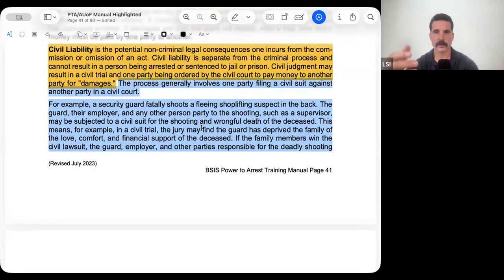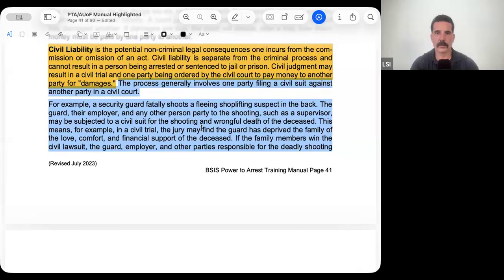The process generally involves one party filing a civil suit against another party in a civil court. For example, a security guard fatally shoots a fleeing shoplifting suspect in the back. The guard, their employer, and any other person party to the shooting, such as a supervisor, may be subjected to a civil suit for the shooting and wrongful death of the deceased. This means, for example, in a civil trial, the jury may find the guard has deprived the family of the love, comfort, and financial support of the deceased.